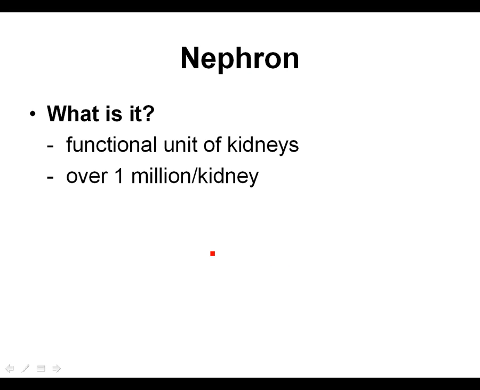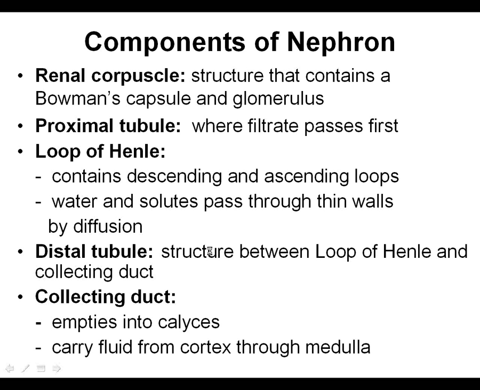Okay, the nephron is the actual unit that does the filtering for our kidneys. They are microscopic. The kidneys are going to contain over 1 million nephrons, and these are little microscopic structures that filter the blood. As the blood flows through them, they filter out the waste products. And I'm going to go through the components of the nephron for you. The nephron is going to be composed of the renal corpuscle. The renal corpuscle gets broken down into 2 components, and that's the Bowman's capsule and the glomerulus.